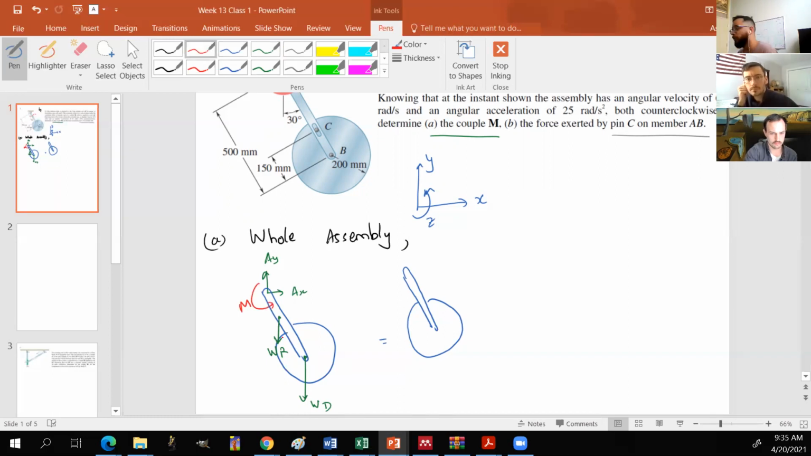And then because we're looking at the whole system, we don't need to worry about the pin in this case for the first part of the problem. We only need to worry about the forces acting on the system. If you look at the whole system, you're going to have one internal force and one external reaction force, right? Each force has an equal and opposite reaction, so those just cancel out when you're looking at the whole system. So we don't need to worry about that.